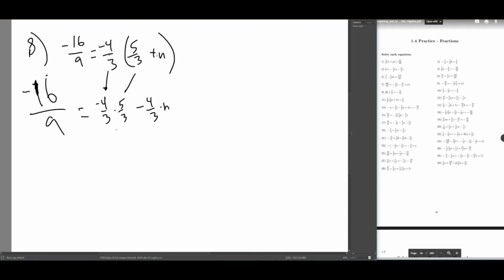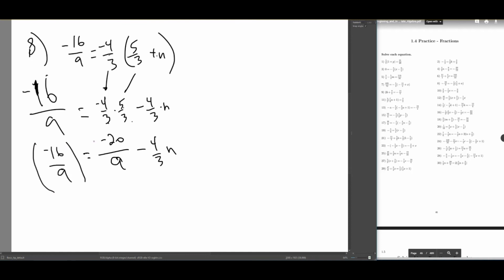All right, so let's do this. First of all, can we get rid of something? No. So negative 4 times 5 equals negative 20 over 3 times 3, 9. Minus 4 over 3 n, equals negative 16 over 9. Now, at this point here, we want to get rid of the fractions. If I take 9 and divide into 9, I get 1. If I take 9 and divide into 3, I get 3. So I get rid of all the fractions.